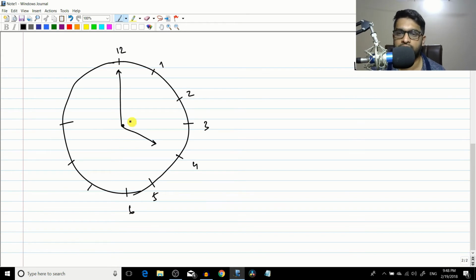Usually, if people are not used to this problem, suddenly what they will do is, at 4:40, the minute hand will be here. So each division will be 30 degrees, right? So 30, 60, 90, 120.